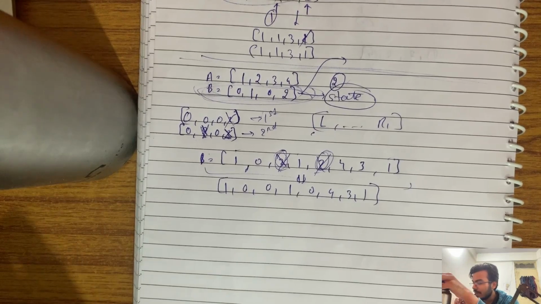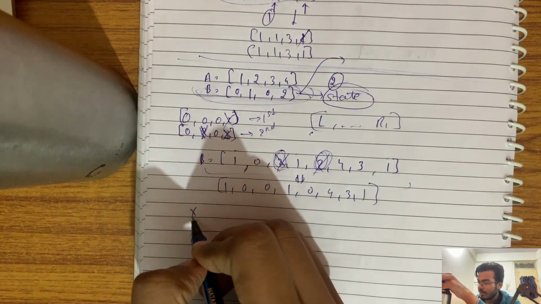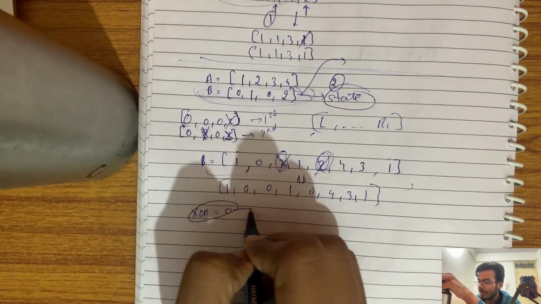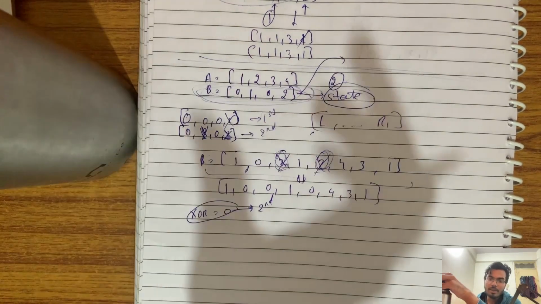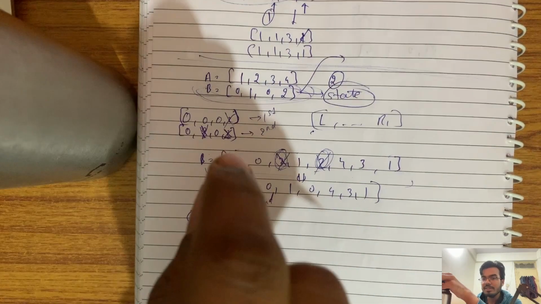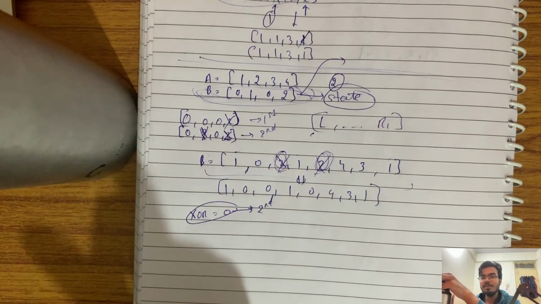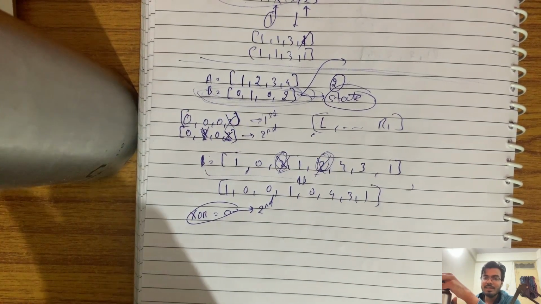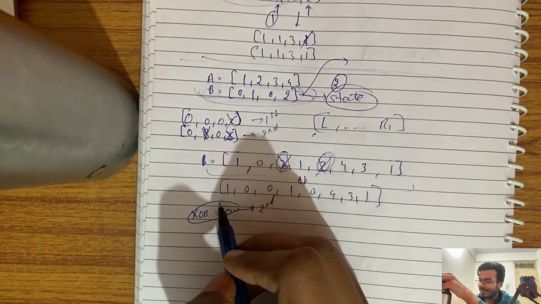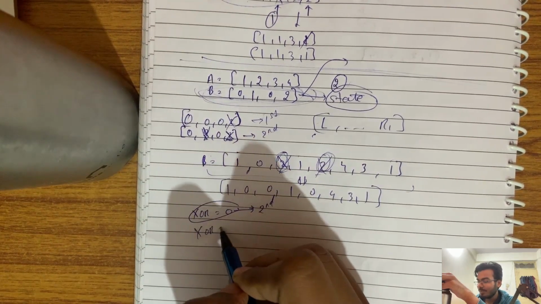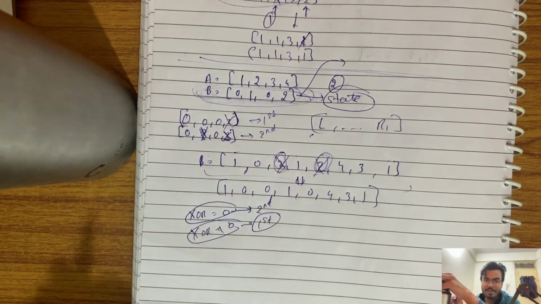So if you take the XOR of all these elements, if the XOR is 0, then the second player is winning, because the elements are occurring an even number of times. Whatever the first player does, the second player will do the exact opposite and bring the game back to the normal state, right? So the XOR will be 0. And if the XOR is not equal to 0, then the first player is winning, right?